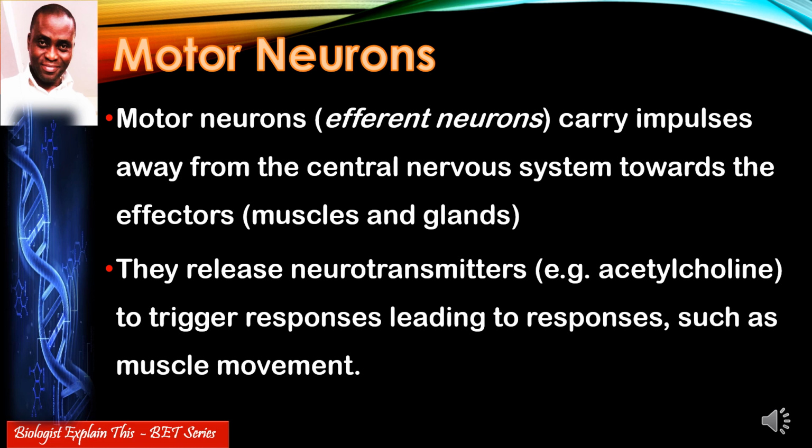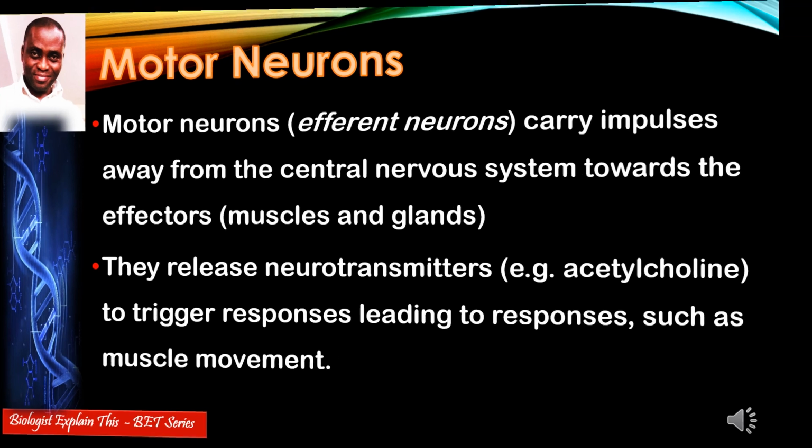And so usually at the ends of motor neurons, they release molecules that you refer to as neurotransmitters, and a very common kind of transmitter molecule is called acetylcholine. Okay, it triggers a lot of responses, as we're going to see later. One of the responses triggered by acetylcholine.